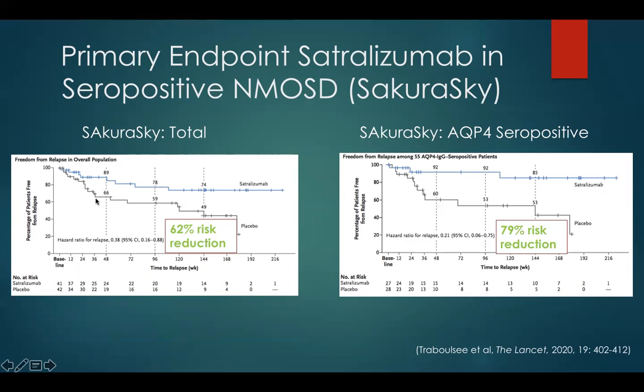And when you factor out the seropositive patients, there was a 79% risk reduction in relapses. And it was FDA approved in the last 6 months for seropositive NMO disease. There was no clinically statistically significant difference for seronegative patients. So it's currently only approved for seropositive patients.